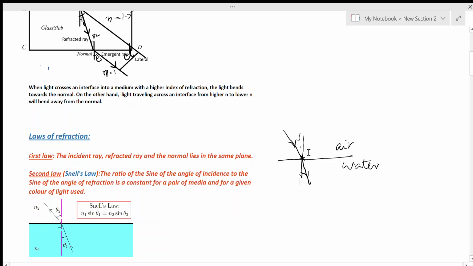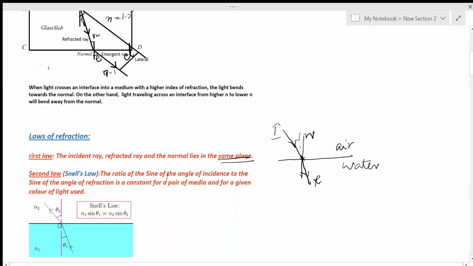So we can see this normal, this incident ray and this refracted ray, all of which we could draw on the same plane, that is on this screen, the surface of the screen. You don't have to assume the ray is going inside or coming out. That is why we say that it is in the same plane. Now the second law is Snell's law. You have learned it in 10th standard.